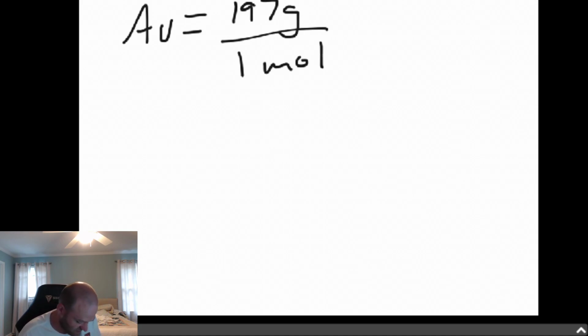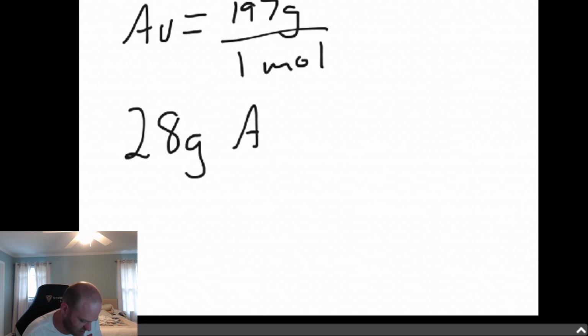So let's just say I have 28 grams of gold, and I want to know how many moles that is. Just like any other problem, we'd set it up in a way that we could cancel out the grams and end up with the moles.